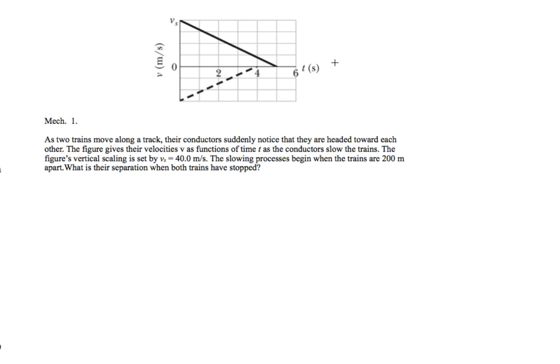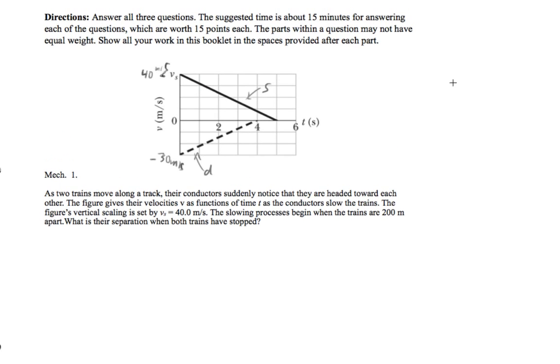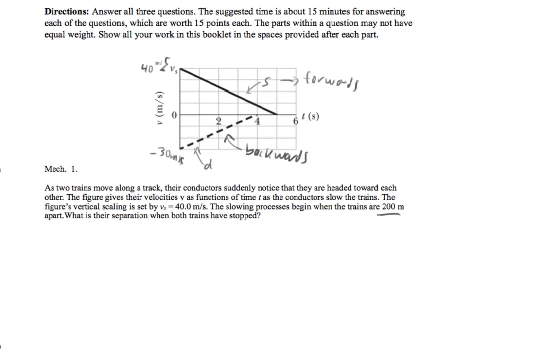So we have a situation where we have trains moving on a track. I'm going to call this the dotted train, and I'll call this the solid train. Let's be explicit. We're told this is 40 meters per second. That means that this would need to be negative 30 meters per second down here. Now, to be clear, the solid train is moving forwards because its speed is always positive, and the dotted train is always moving backwards.